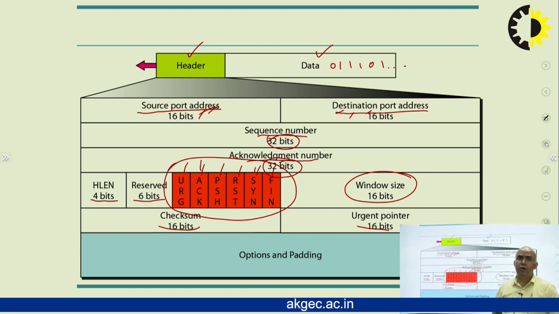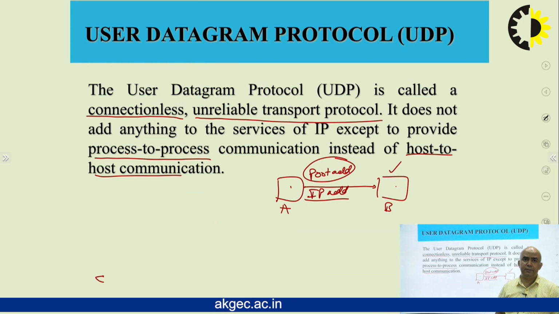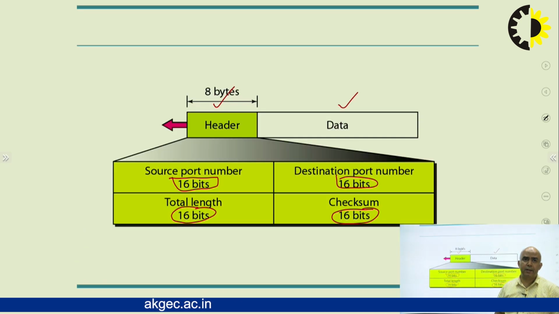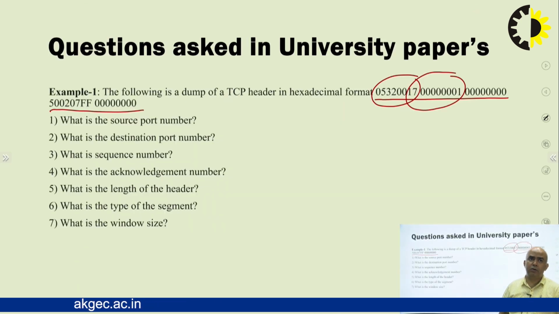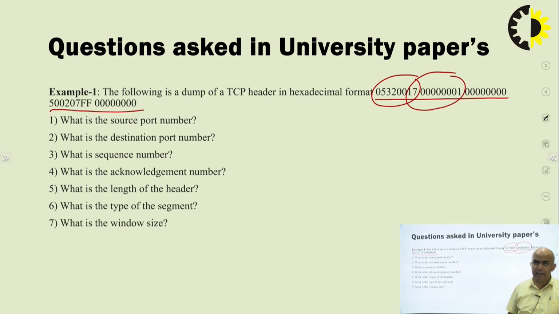Okay, so let's take a question. The following is a dump of a TCP header in hexadecimal format, and we need to identify the source port number, destination port number, sequence number, acknowledgement number, length of the header, type of segment, and the window size.